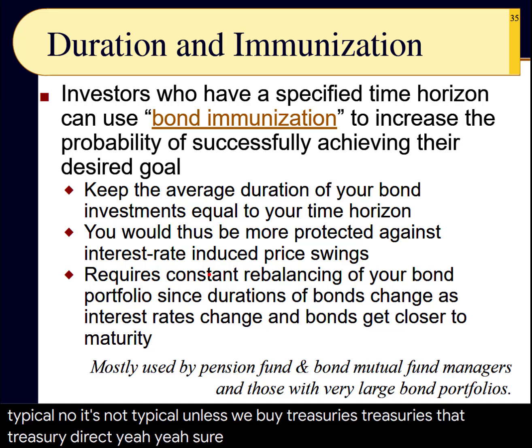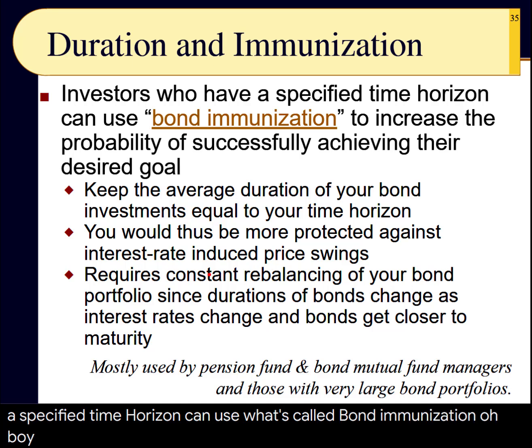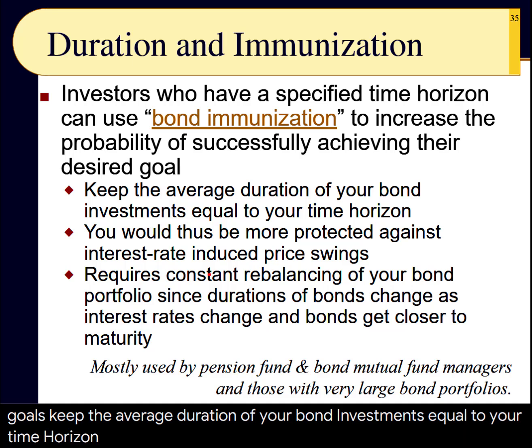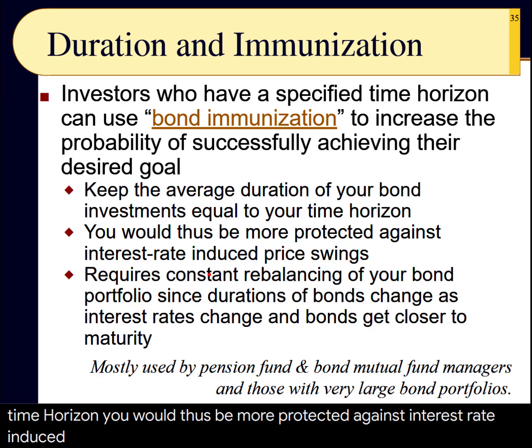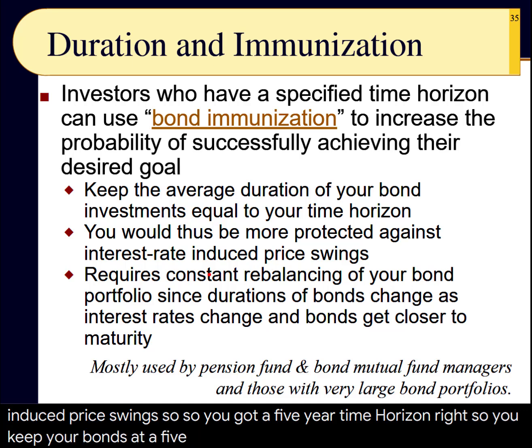Yeah, sure. Now, slide 35. Investors who have a specified time horizon can use what's called bond immunization, oh boy, to increase the probability of successfully achieving their desired goals. Keep the average duration of your bond investments equal to your time horizon. You would thus be more protected against interest rate induced price swings. So say you got a 5-year time horizon, right?